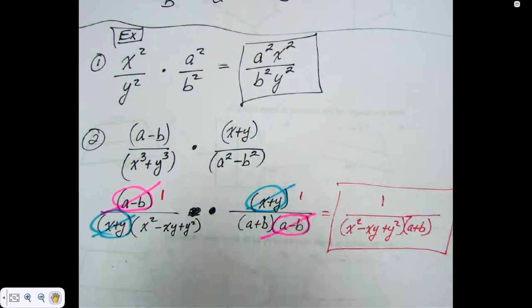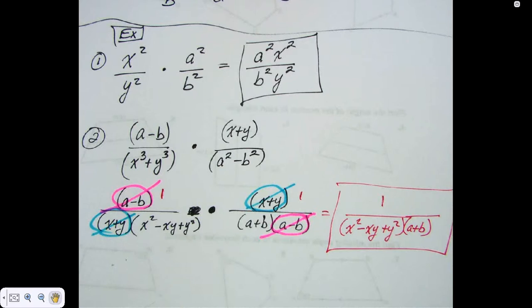As far as I'm concerned, that's good enough. Leave it just like that. Any time you factor it, I'm not going to make you multiply it back through. We're factoring it to see if it what? It cancels.